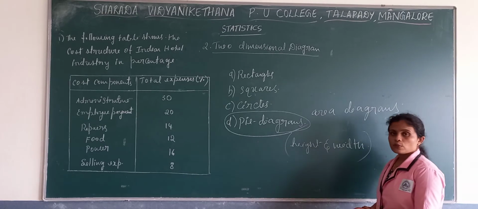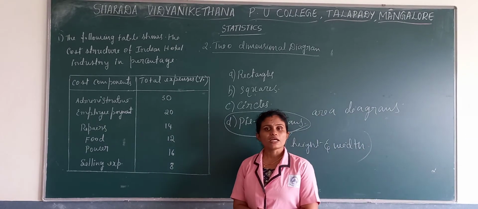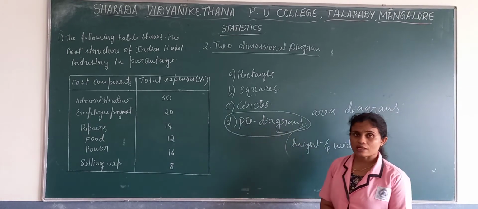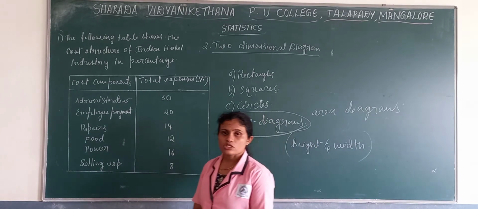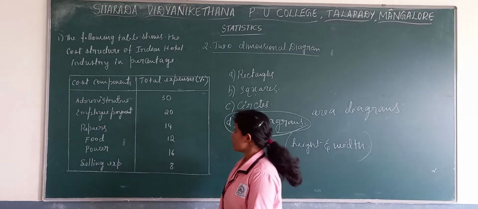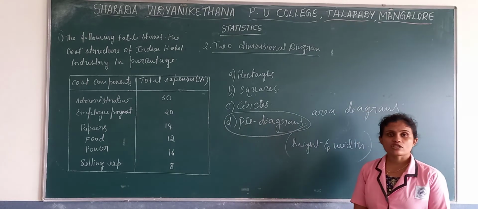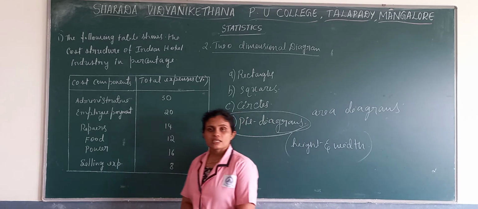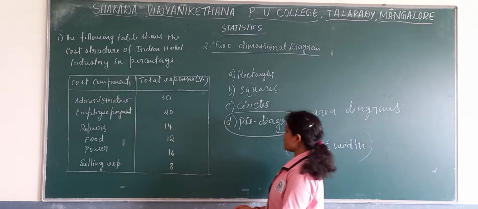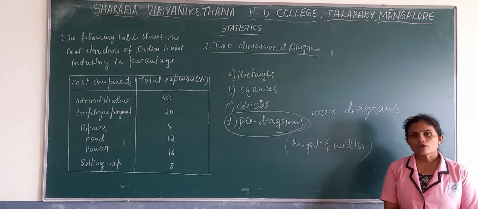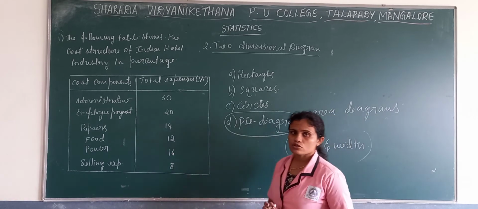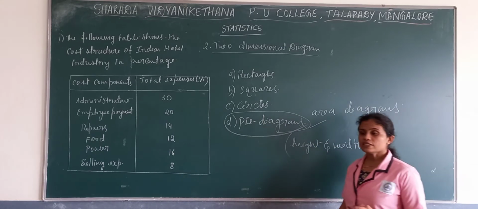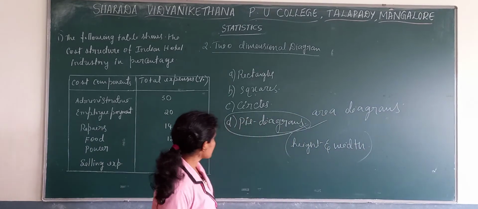Now, what are the possible questions? One question is, what do you mean by a two-dimensional diagram? The diagram which considers two dimensions is called a two-dimensional diagram, that is usually width and length. Then, mention the different kinds of two-dimensional diagrams. That is a 2 marks question: rectangles, squares, circles and pie diagrams. As I said, according to your syllabus, you are going to study only pie diagrams. So we will now take pie diagrams and discuss them.